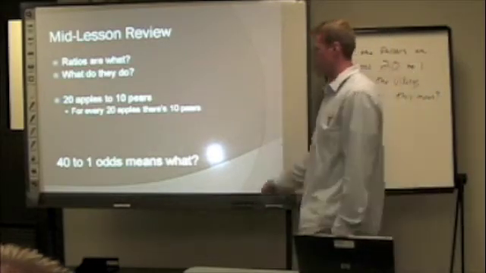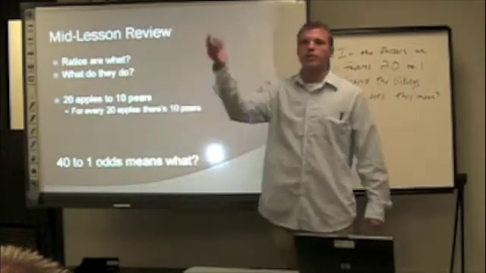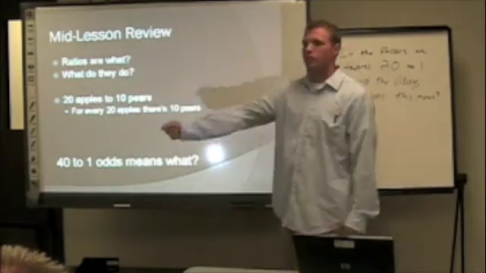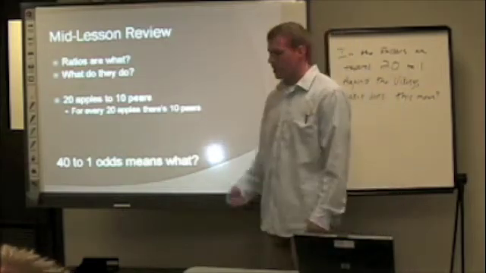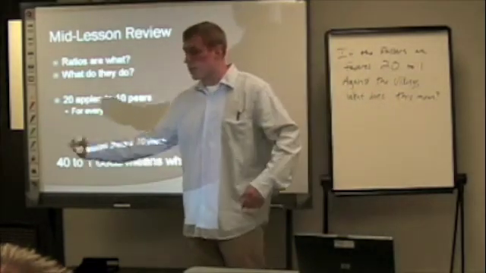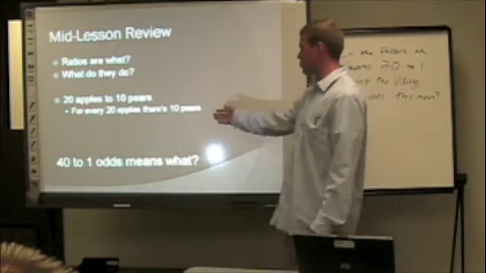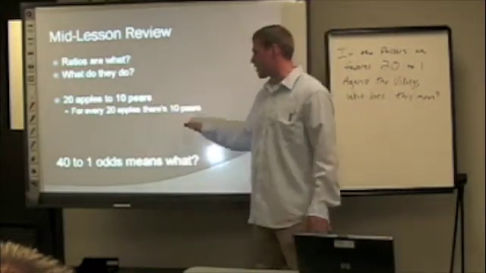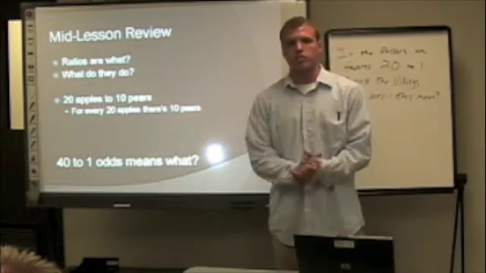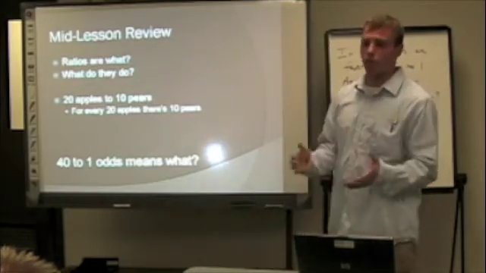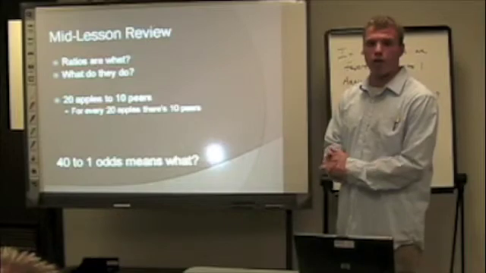For example, we've got an apple orchard and a pear orchard. Little Jimmy goes out to collect some apples. He brings back 20 apples and 10 pears. So in a sentence, this would read, for every 20 apples, there's 10 pears. So 40-1 odds means what? For every 40, there's going to be 1.